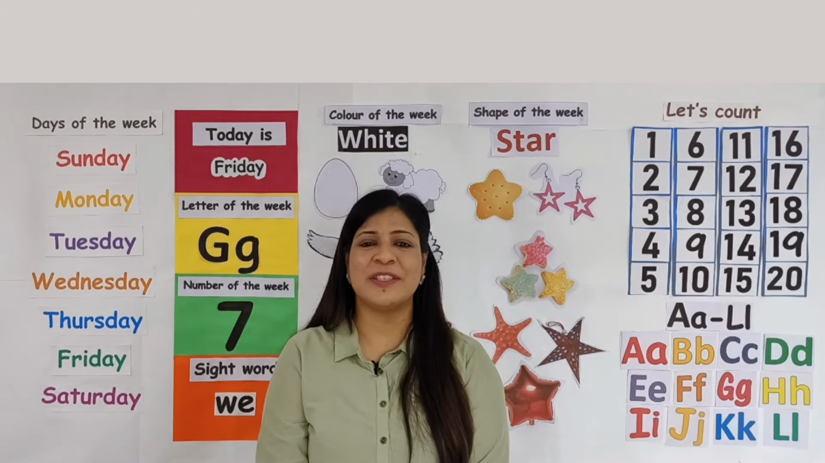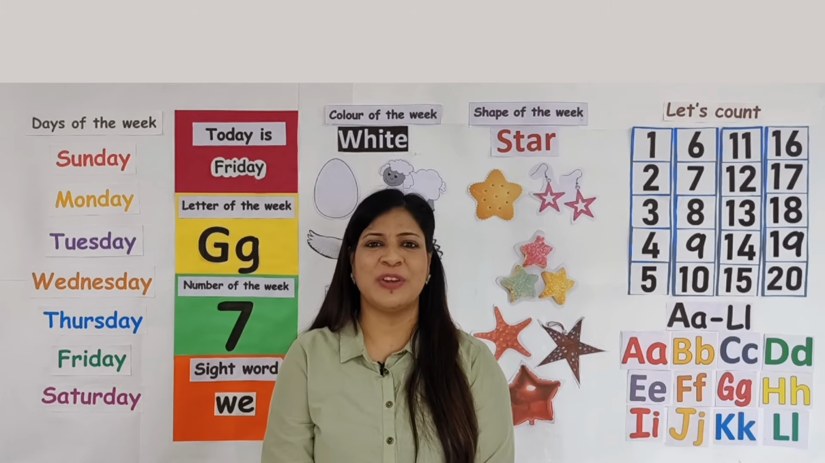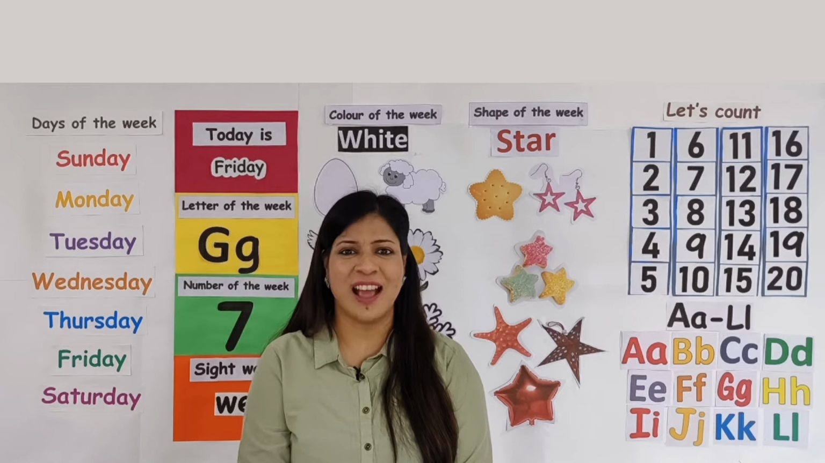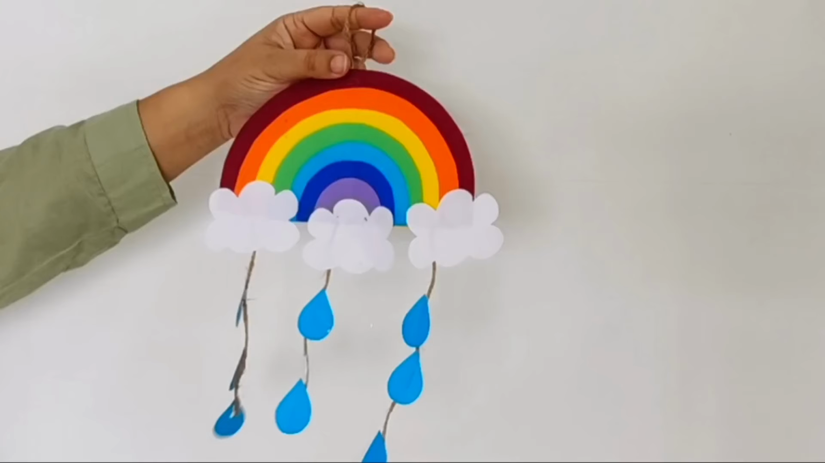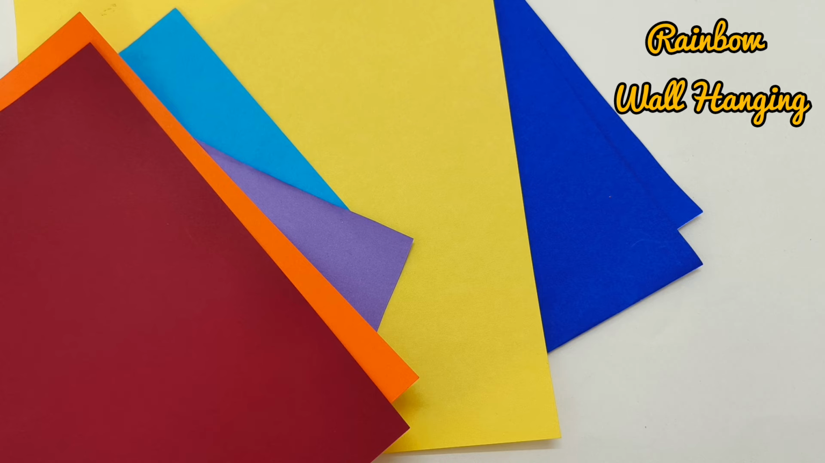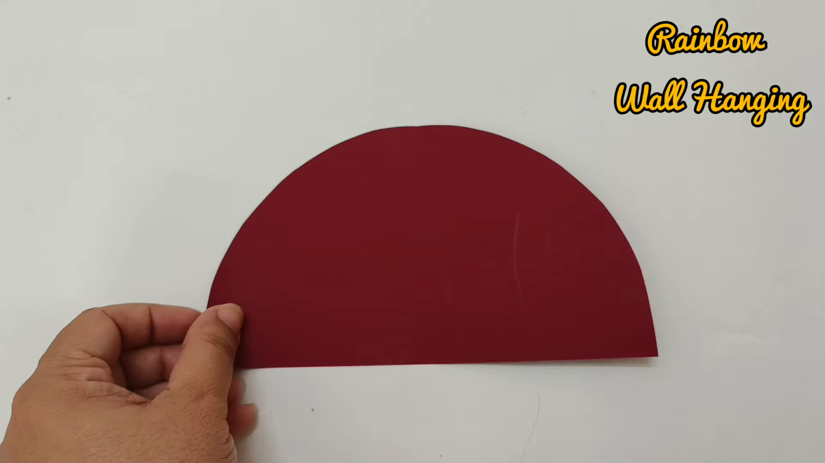So children, today is Friday and it's time to do some art and craft. Today we are going to make a rainbow. A rainbow has 7 colors. Let's start. To make this beautiful rainbow wall hanging, we need violet, indigo, blue, green, yellow, orange and red color construction paper. Take the help of your mom or dad to cut out semicircles from the sheets of construction paper.